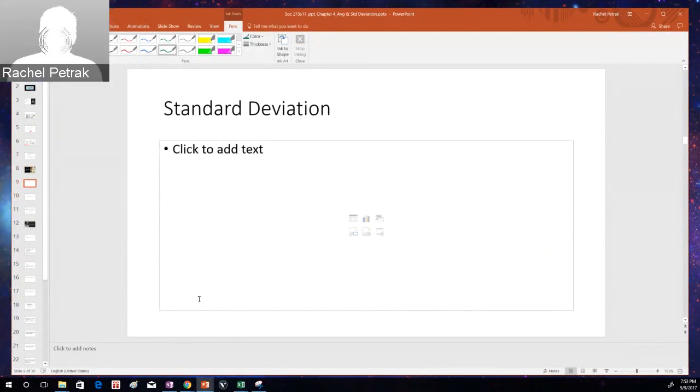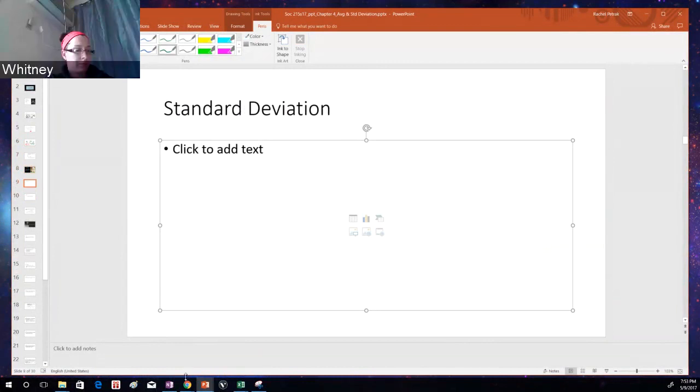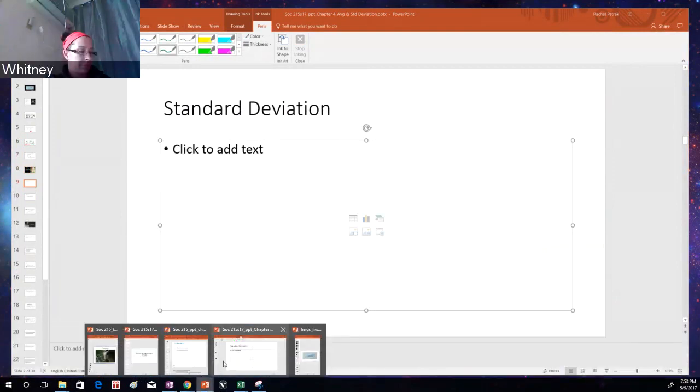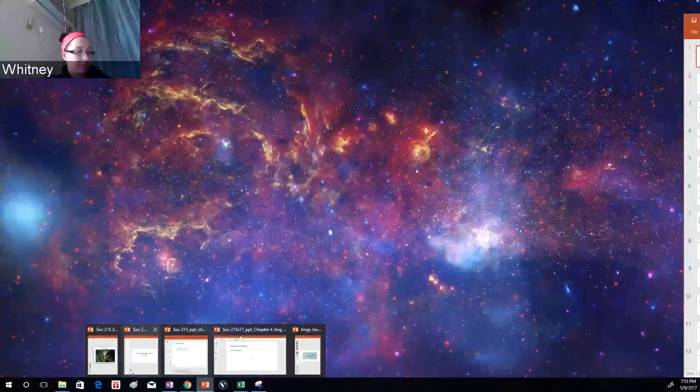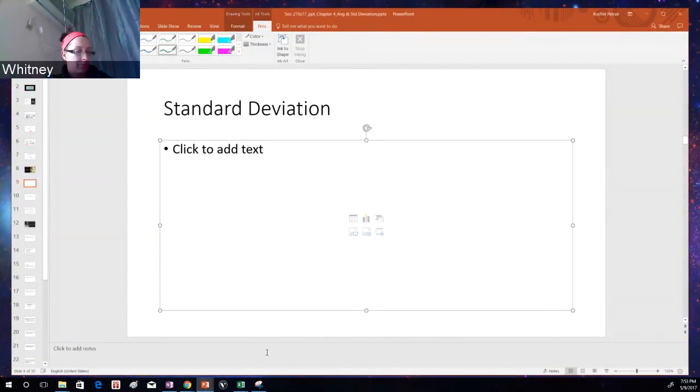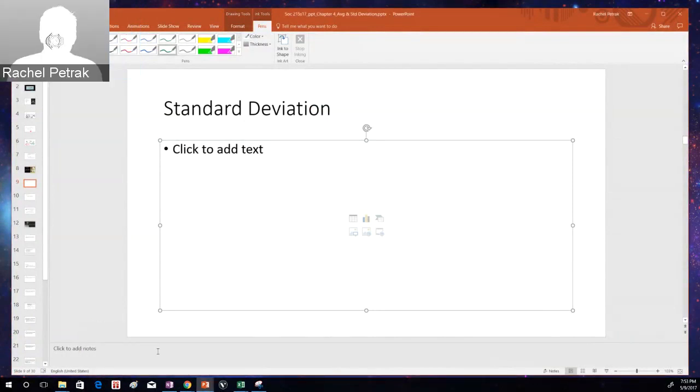Whoops. So the standard deviation, I don't know what happened to that. There was a picture there. Well, we'll just grab it again.